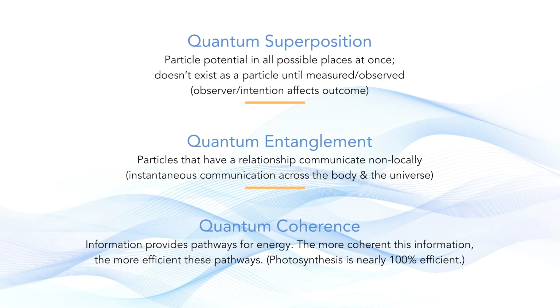And the third is quantum coherence. Now, information is able to provide pathways for energy, and the more coherent this information, the more efficient these pathways. If we're looking at something like photosynthesis, it's actually nearly 100% efficient. In other words, the photon knows exactly how to pass through the leaf to transfer its energy so that the plant is able to grow.